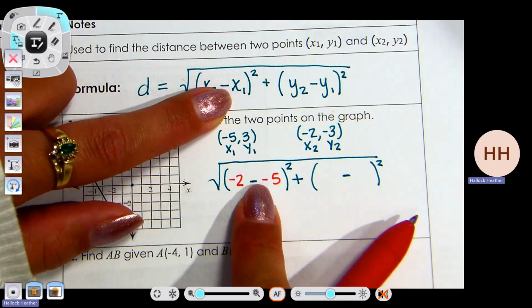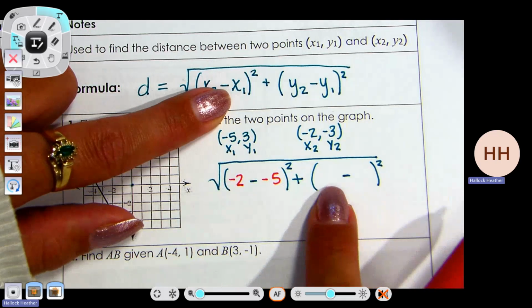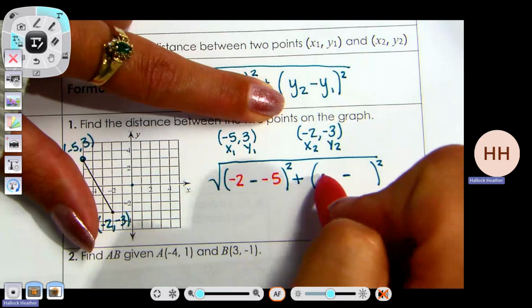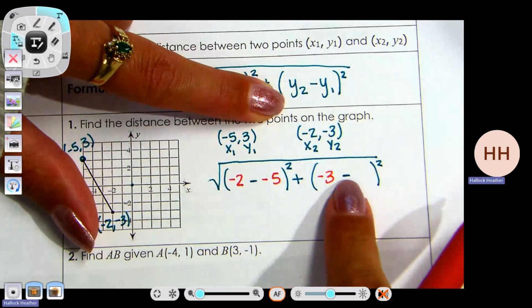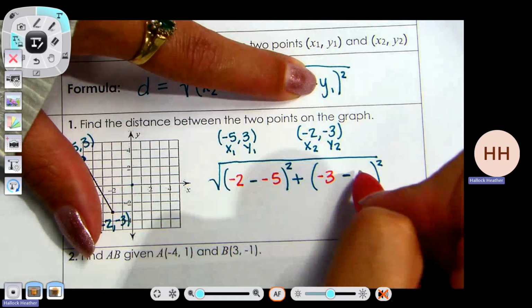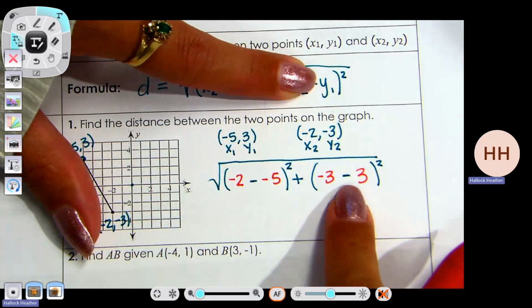If you want to make it a plus sign, make a plus sign. I don't care. I'm going to leave it as double negatives. Okay, over here, what's y sub 2? -3, minus sign, and y sub 1 is 3. So this one does not get a double negative because 3 is positive.